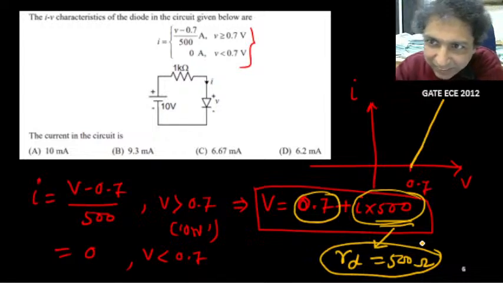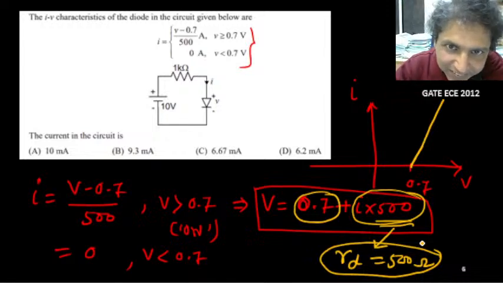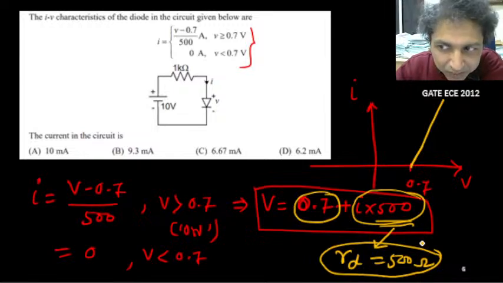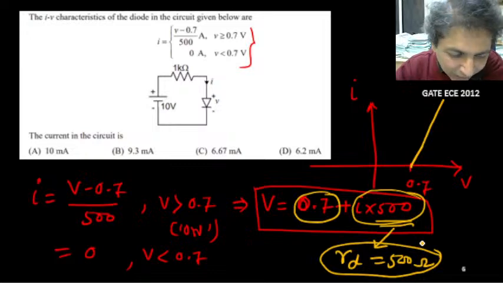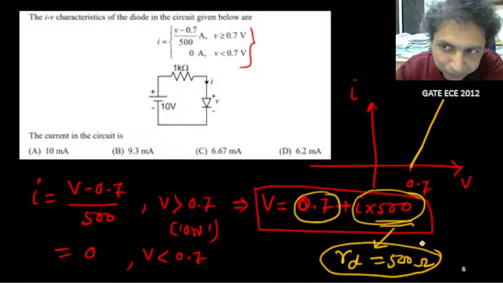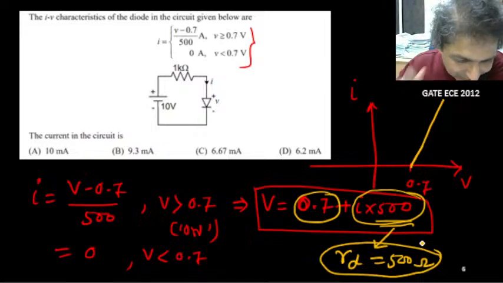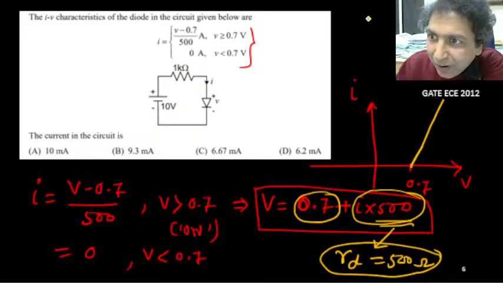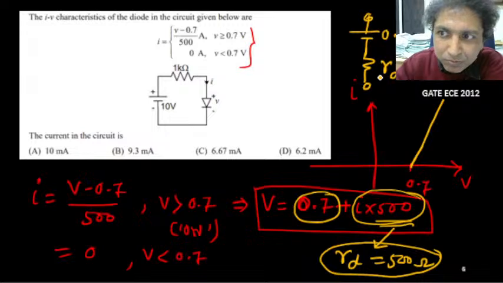For this problem they have given 500, but in practice when the diode is on, the diode resistance is very low. It is about 10 to 30 ohms. But they have assumed here for the problem 500 ohm, that we need to consider. So what do we replace? We replace this diode by not only one voltage source 0.7 but along with one series resistance. This is our model and that resistance is RD. Here it is 0.7 volt.